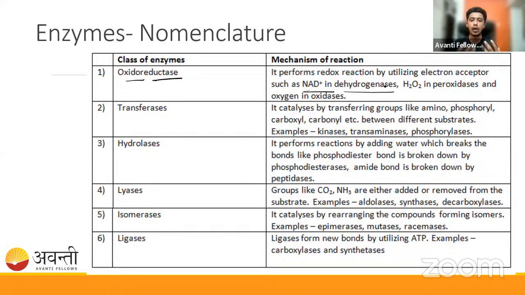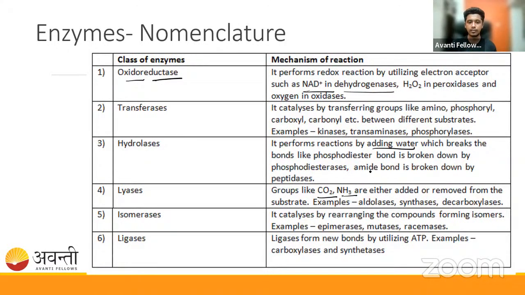When it comes to hydrolases, hydro means what? Hydrate. So it adds a water group, and it helps in breaking down some of the important covalent bonds like the phosphodiester bond. When it does this function, this is called hydrolases. What are lyases? For example, groups like carbon dioxide and ammonia are either added or removed from the structure of a particular compound. So this is called lyases.